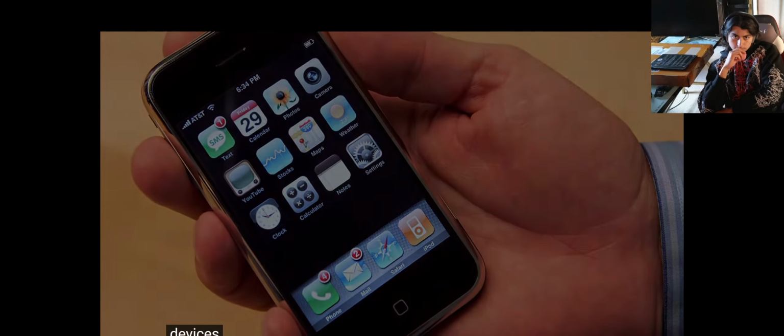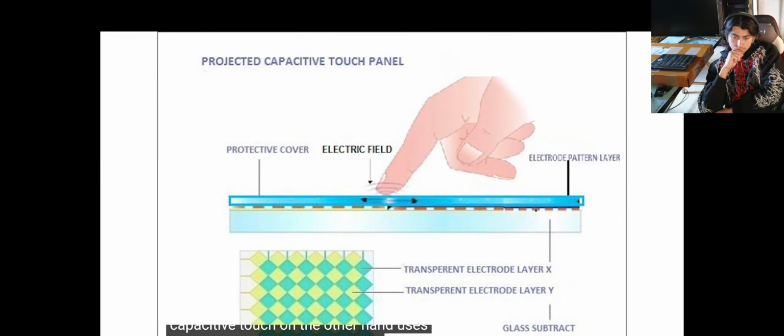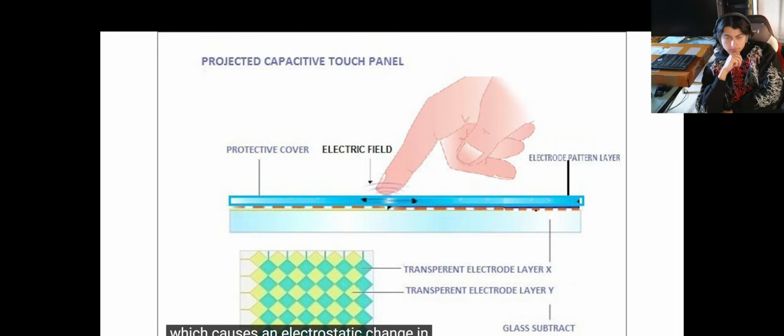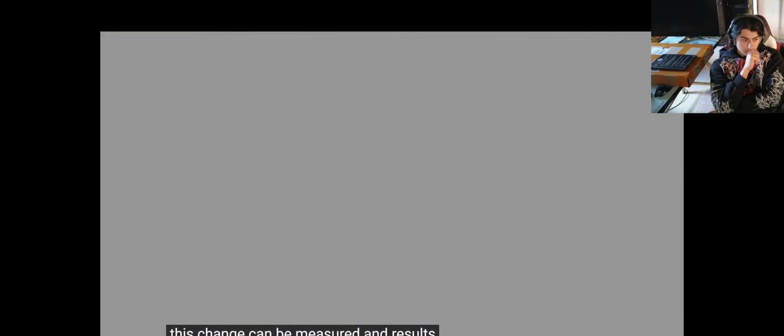Capacitive touch, on the other hand, uses the human finger as an electrical conductor, which causes an electrostatic change in the screen surface. This change can be measured and results in more accuracy than resistive methods.